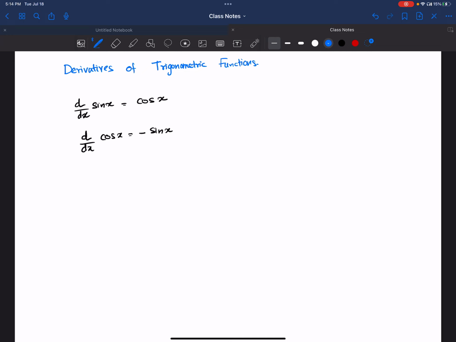We can write this because y equals sine x and y equals cosine x are differentiable functions. We learned that they are continuous functions as well in the limits. And let's see what other functions we can derive from this. Before that, I can compute a small problem example.